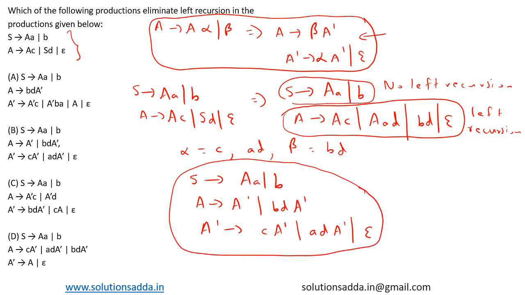Now let's see the options. Based on the options, we can say that option B is the right choice. S derives AA or B, A derives BD A dash, A dash derives C A dash or AD A dash or epsilon. So based on the options, option B is the right choice.